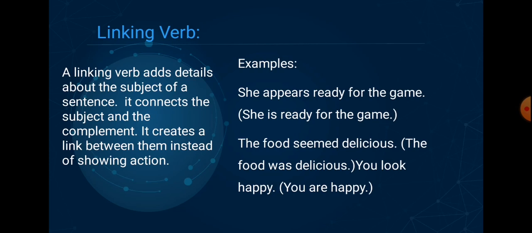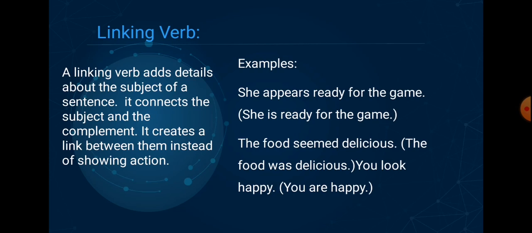Linking verbs are also called be verbs: am, is, are. When there is no action verb in a sentence and such kinds of verbs are used, we call it a linking verb. For example, when we say he is a doctor, is here is a linking verb because it creates a link between he and the complement, the doctor.